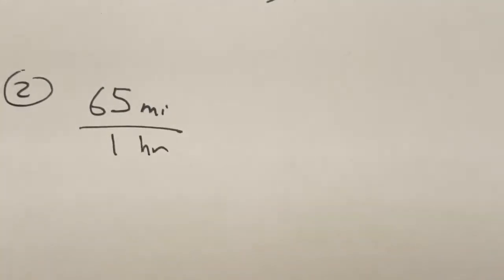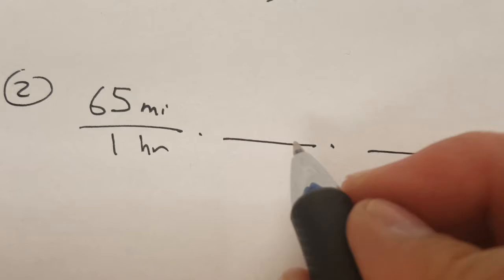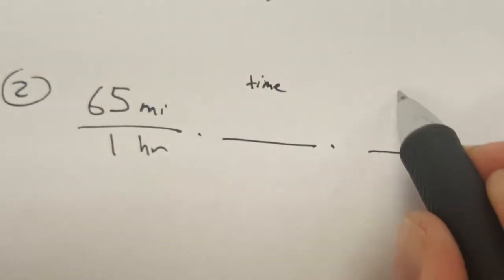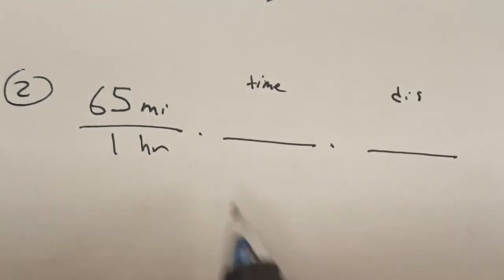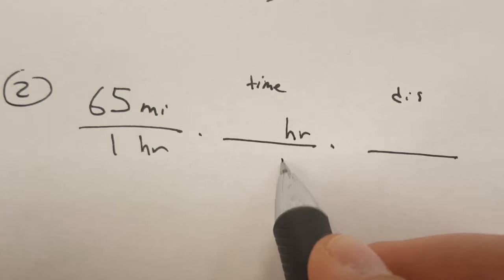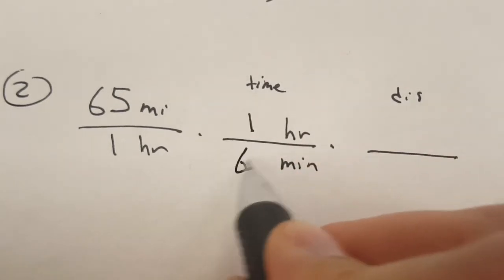So if I was driving the speed limit like I always do, say I was driving 65 miles in 1 hour, that's 65 miles per hour, double conversion. So we got to convert from miles per hour to yards per minute. So let's go ahead and get the time adjusted, and then we'll get the distance adjusted. Okay, so if I want to get rid of hours, I got to put hours up here. What do I want? I want minutes. Okay, well I know that 1 hour is 60 minutes.